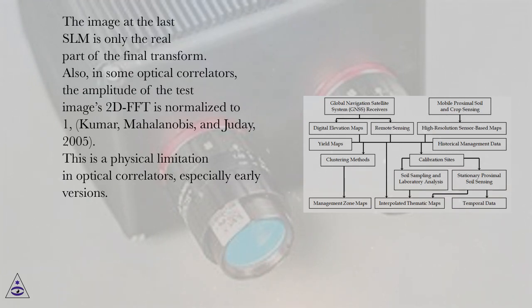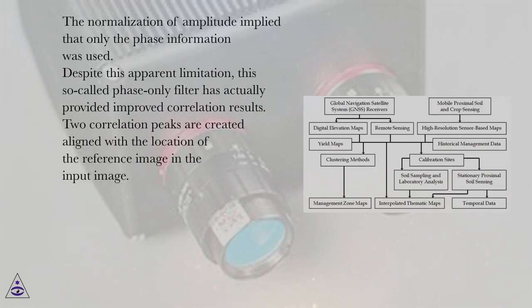Also, in some optical correlators, the amplitude of the test image's 2D FFT is normalized to 1 (Kumar, Mahalanobis, and Juday, 2005). This is a physical limitation in optical correlators, especially early versions. The normalization of amplitude implied that only the phase information was used. Despite this apparent limitation, this so-called phase-only filter has actually provided improved correlation results. Two correlation peaks are created aligned with the location of the reference image and the input image.